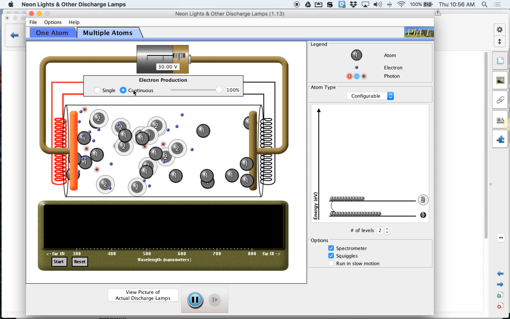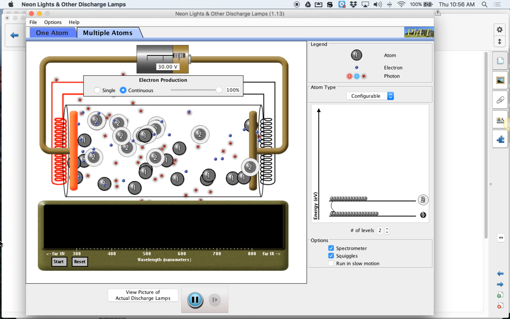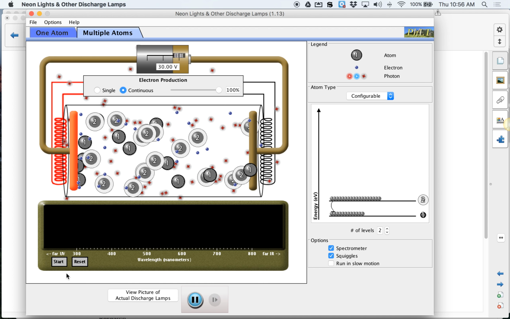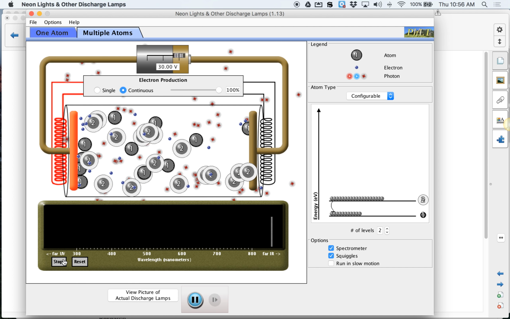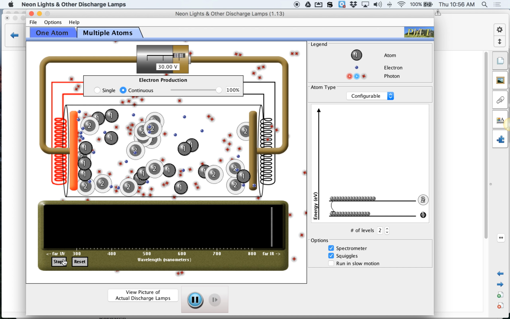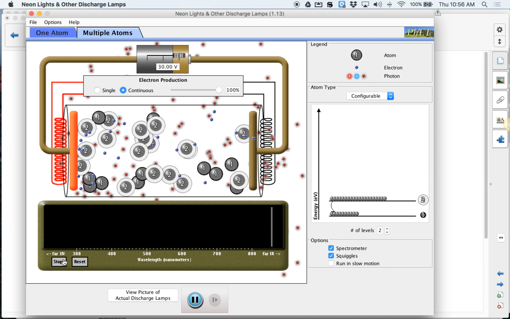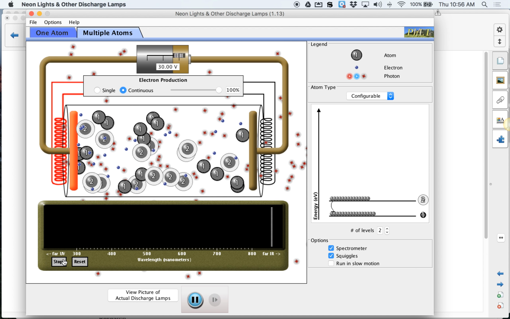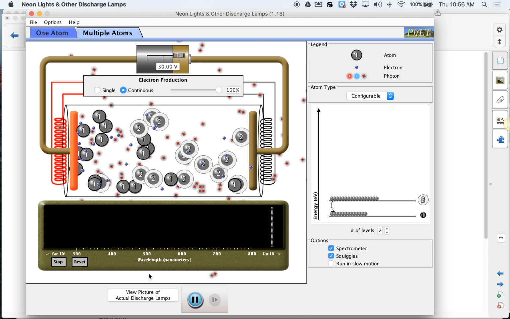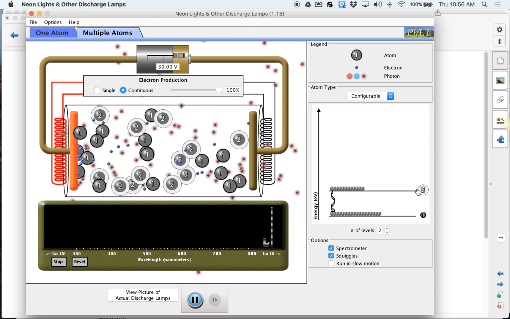So what type of light should be given off here? Ooh, red. Towards the red end. Oh, we got to turn our spectrometer on. Oh, can't forget that. Okay. Now, this energy level gap is so small, it's not even red, it's in the infrared, right? So how would we make it actual red? Move the energy level. We need to move that energy level up a little bit.